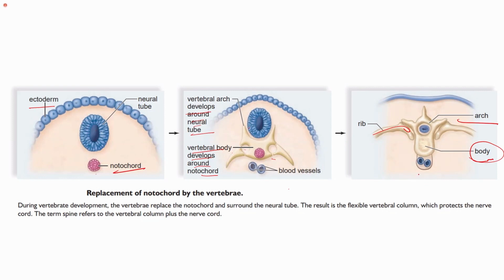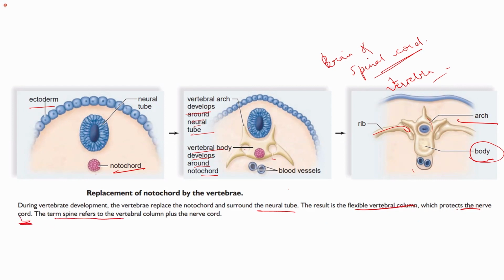So during vertebral development, the vertebrae replace the notochord and surround the neural tube. You can see here that it surrounds the neural tube. So we have the brain and spinal cord, right? Which is surrounded by the vertebrae. The result is a flexible vertebral column which protects the nerve cord.